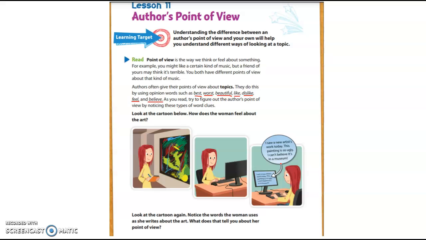Doesn't seem like she likes it very much, right? What words did she use that tell us that she doesn't like it? You probably said she used the word ugly. She also said, I can't believe it's in a museum. So you used the details provided to show that the girl does not like the painting. If you saw this painting in a museum, you might think it's beautiful and colorful. You might feel differently, or you might feel the same as her.